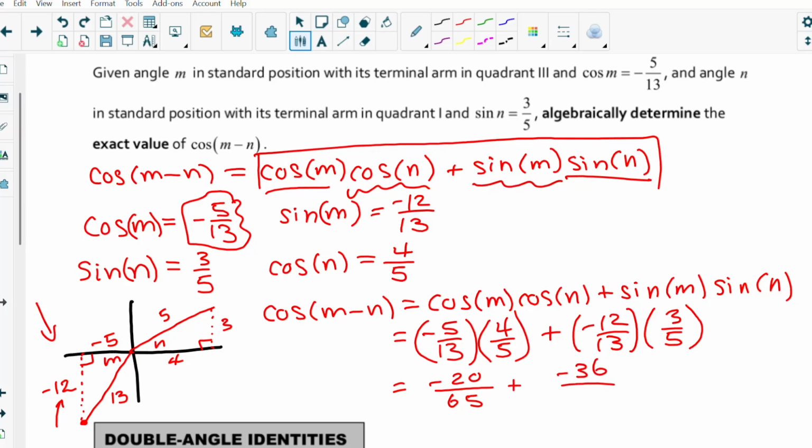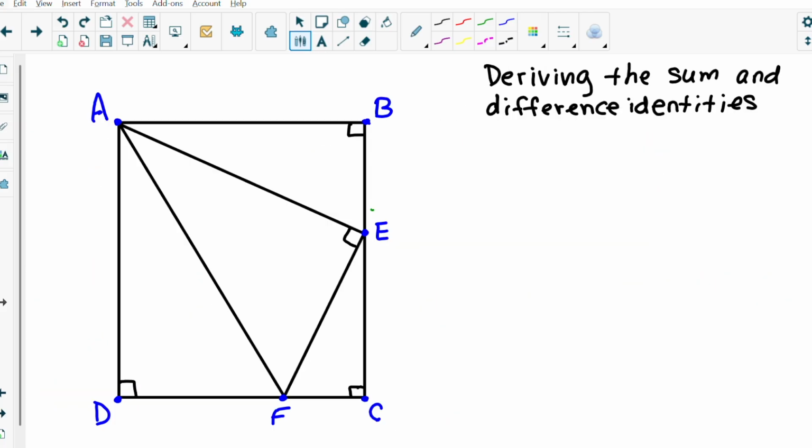Plus -36 over 65. Okay, and then that's -20 plus -36 over 65, and that equals -56/65.